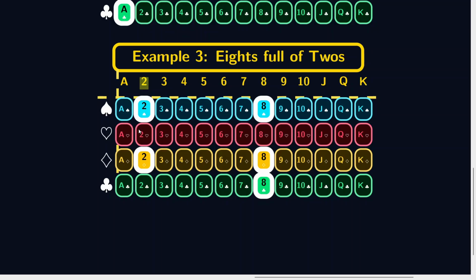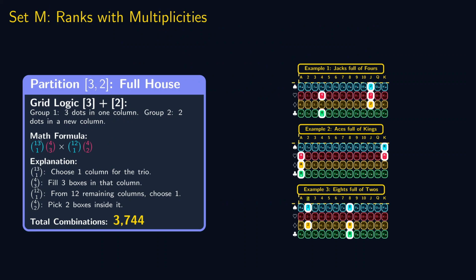Now let us derive the count. We handle the 2 groups separately and then multiply. For the first group, the three-of-a-kind column, we choose 1 rank from 13. That is 13 choose 1. Then within that column, we choose 3 boxes from the 4 available. That is 4 choose 3. Now, 4 choose 3 equals 4, because there are exactly 4 ways to leave out 1 box from a group of 4. Whichever suit you exclude, the other 3 are chosen. So the first part is 13 multiplied by 4, which equals 52.